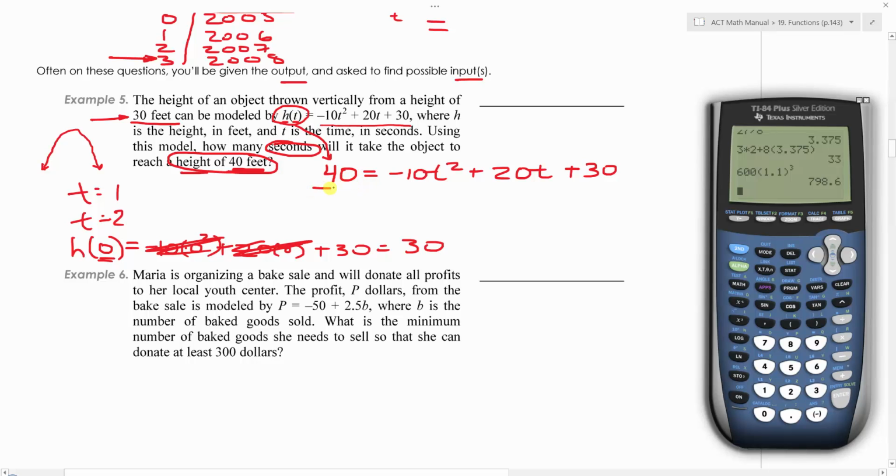So I'm going to do that. I'm going to take this 40 away from the constant because those are the like terms. I am going to end up with negative 10t squared plus 20t minus 10 equals 0. And then I factor. Now, again, I've said this in the quadratic section. There are many ways to factor this.